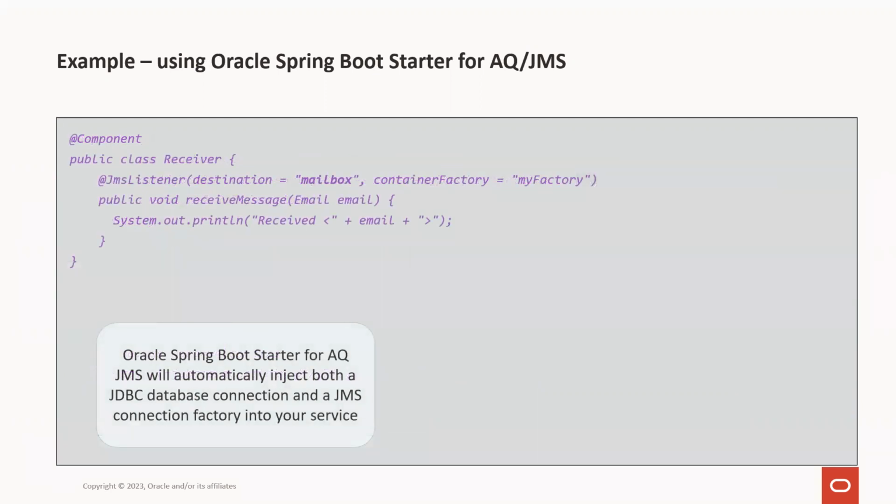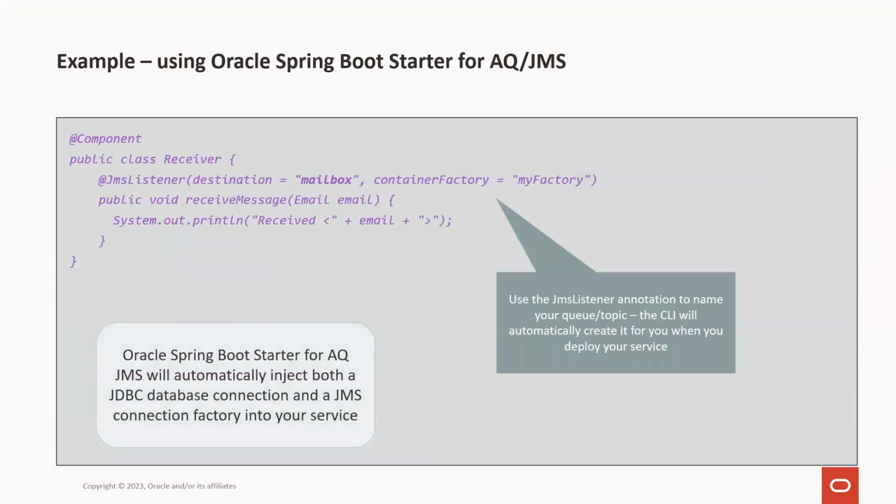This is an example of using the Spring Boot starter for Oracle Database Transactional Event Queues with JMS. That starter will automatically inject both a JDBC connection and a JMS connection factory into your service for you, and those can share the same database transaction. So if you wanted to receive a message off a queue and then do an update or an insert and have that in the same database transaction, so that either both of those happen or neither happens, you can do that with this starter.